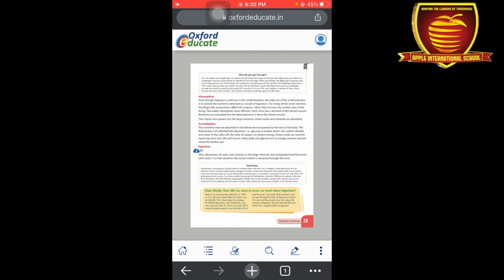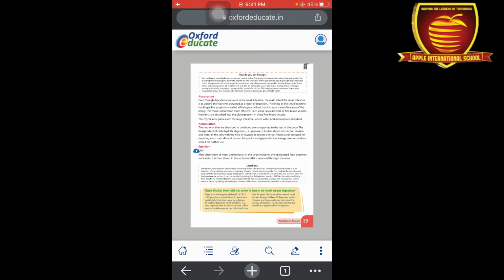Next is assimilation. So what is assimilation? The nutrients that are absorbed in the blood are transported to the rest of the body. That process is known as assimilation. The final product of the carbohydrate digested is in the form of glucose, which breaks down into carbon dioxide, and that carbon dioxide we release from our body as a gaseous waste product. Okay, and all this process is continuously performing its functions in the nutrition in animals.